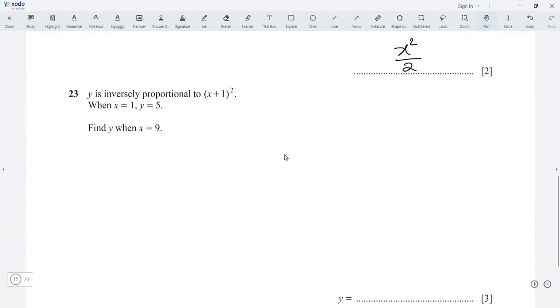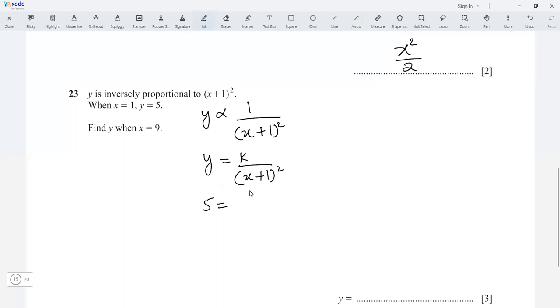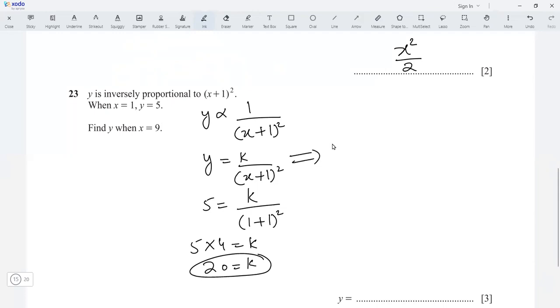So the next question is basically a variation question. y is inversely proportional to x plus 1 whole squared. So what we have to do is bring in an equal sign with a constant k over x plus 1 whole squared. In the first information, x is 1 and y is 5. In place of y it's 5, and k over 1 plus 1 whole squared. 1 plus 1 is 2, 2 squared is 4, 5 times 4 is 20. So 20 is the answer for k. Replacing k with 20, that's the equation connecting x and y.